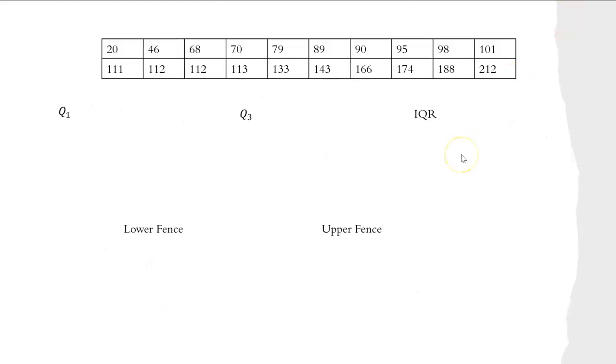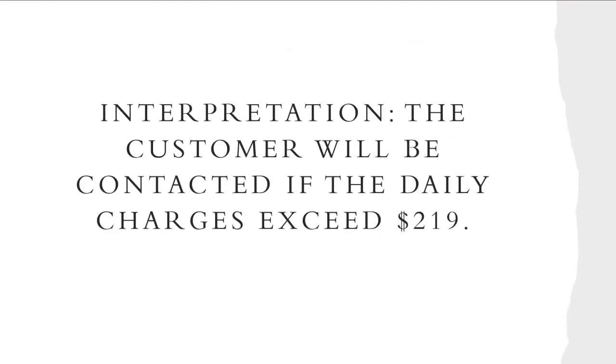So I believe I included an explanation here. Yeah. So the interpretation is the customer will be contacted if the daily charges exceed $219 because that's the upper fence. And so that is how you would determine if there are any outliers by calculating the lower fence and the upper fence and seeing if any data values fall outside of those fence values.